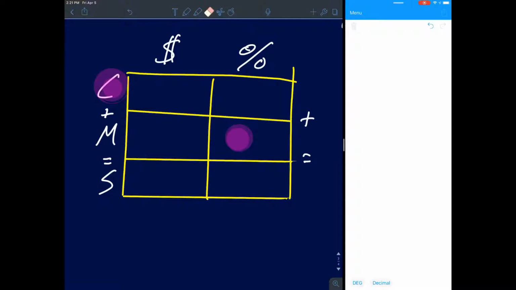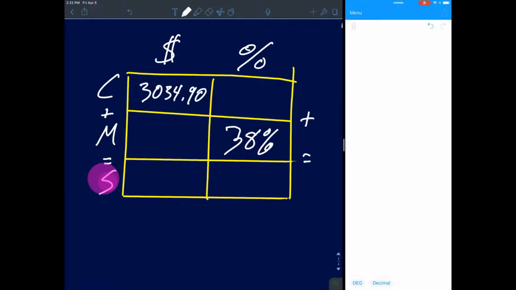All right, let's go to page 314. Number 24. A Canon copier is marked up 38% of the selling price. It costs $3,034.90. Find the selling price and markup of the copier. We're going to find the selling price and the markup of the copier. Well, the first thing that we know, because it's based on the selling price, that's 100%.